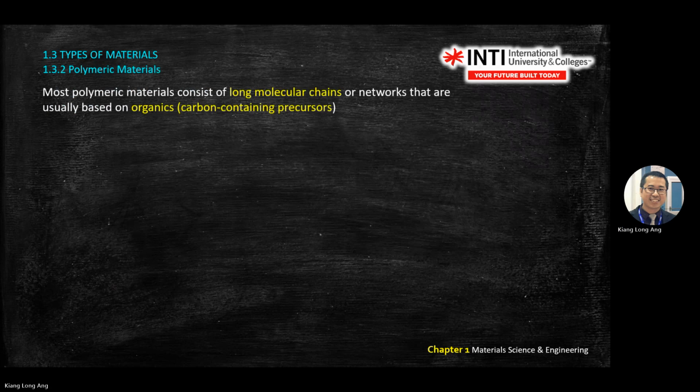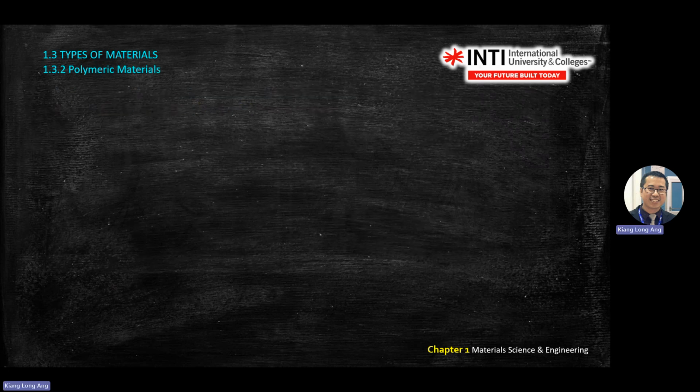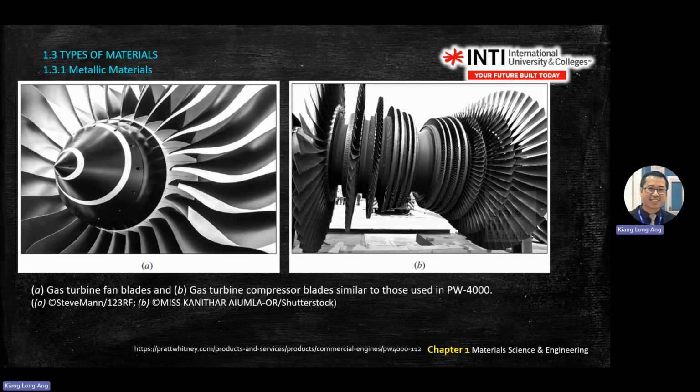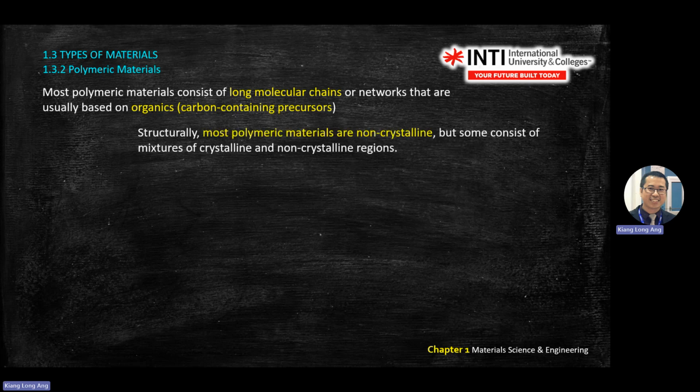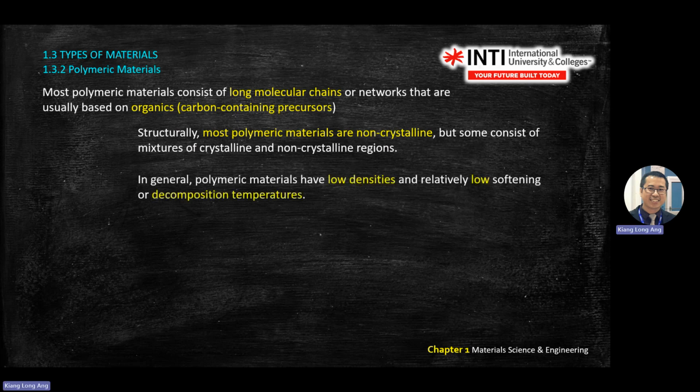Now just now we talked about metallic materials. Then we go into polymeric. The word polymeric means you have a long chain combined with an organic combination. Most of the time you have carbon inside there, right? The rest you read. Later, when we go into the polymeric chapter, we'll go into what is non-crystallized material and so on.